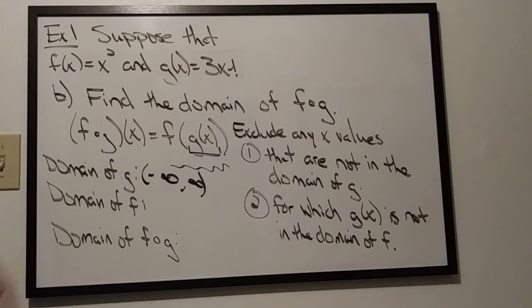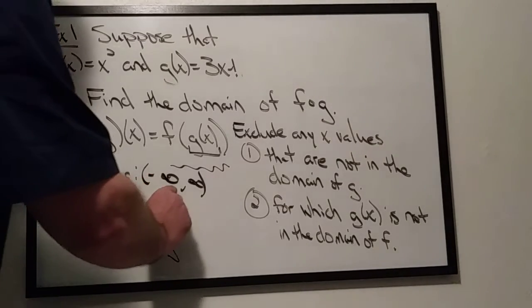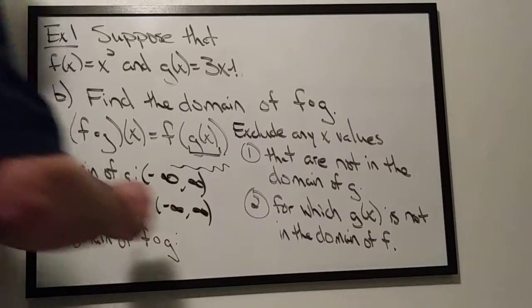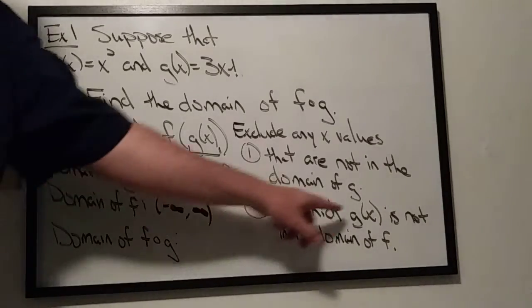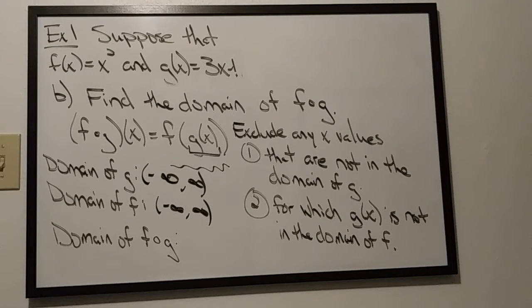The next thing I have to think about is what's happening with the domain of f. So I'm going to go back to my f. f of x is equal to x squared. Again, no square roots, no division by 0, so the domain of f is all real numbers as well. So for step number 2, I have to be concerned about any g of x values that are not in the domain of f. Everybody's in the domain of f, so 2 isn't going to cause me any problems either.